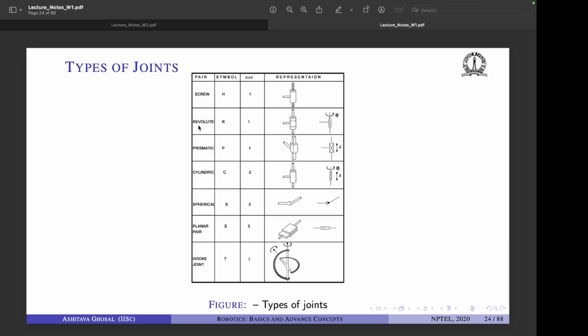Yeah, so this is a list of joints. So the revolute joint has 1 degree of freedom. Prismatic has 1 degree of freedom. Cylindric is one more, which has 2 degrees of freedom. So here the joint can either rotate or slide in and out. That is 2 degrees of freedom. Spherical has 3 degrees of freedom. Right. Planar pair again allows motion in three directions. And the hook joint is a more special type of joint. It has 2 degrees of freedom. Right. The common ones you would encounter again are revolute, prismatic, and maybe spherical.